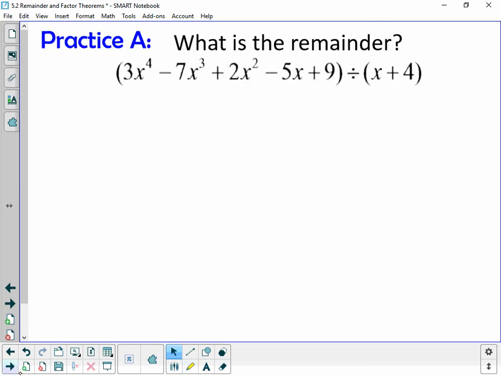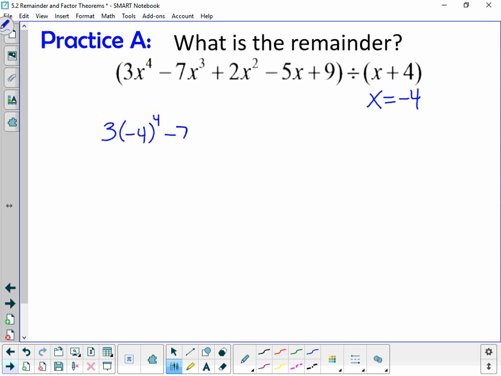So here's one that you could practice. If you want to pause the video and see if you can get the correct answer, or you can just keep following along with me. We're dividing by x plus 4, so we can substitute into the equation -4 to find out what the remainder would be. And it's not always necessary for you to write that out if you just want to put it into your calculator and just think about it, but I wrote it out.